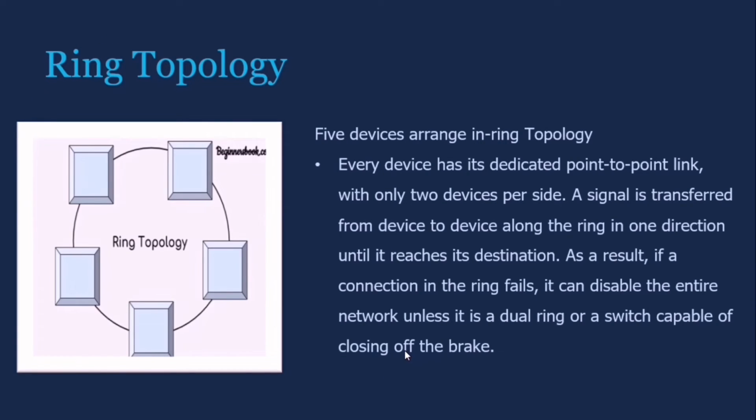Lastly, 5 devices arranged in ring topology. Every device has a dedicated point-to-point link with only 2 devices, one on each side. A signal is transferred from device to device along the ring in one direction until it reaches its destination. As a result, if a connection in the ring fails, it can disable the entire network unless it is a dual ring or a switch capable of closing off the break.